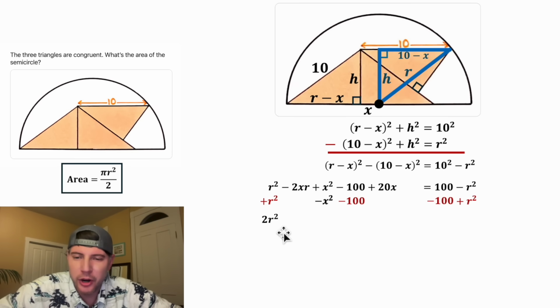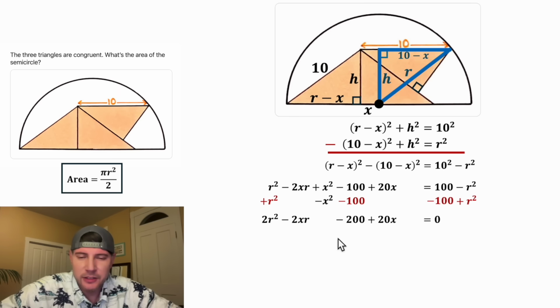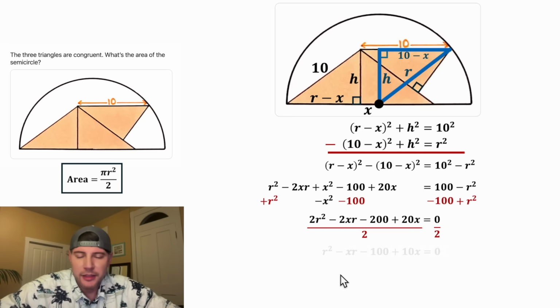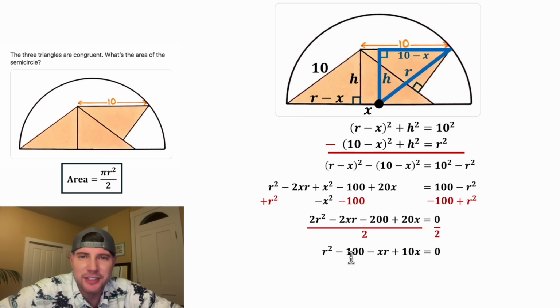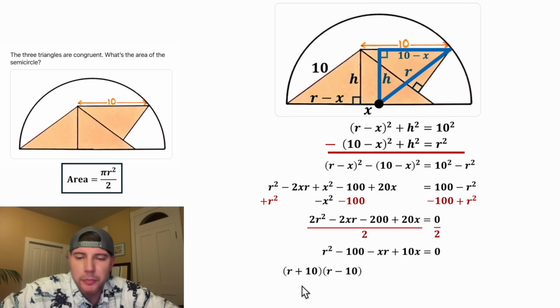We have 2r squared minus 2xr. These are going to cancel. Minus 200 plus 20x equals 0. Let's smush everything together, and everything is divisible by 2, so let's divide both sides by 2. That'll give us r squared minus xr minus 100 plus 10x equals 0. And now we can try factor by grouping. Got to rearrange these two. First, we got to factor r squared minus 100. This is the difference of two squares. It'll become r plus 10 times r minus 10. And then for these two, we can pull out a greatest common factor of negative x. Negative xr divided by negative x is r, and positive 10x divided by negative x is negative 10.